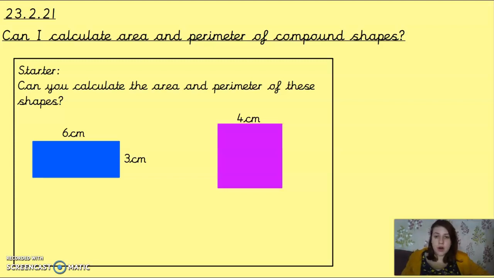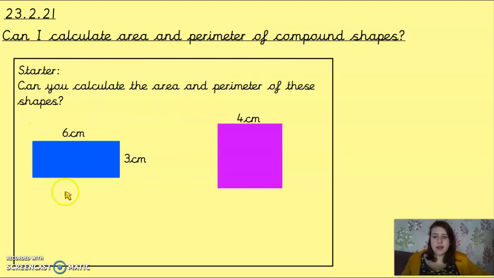So today we are going to be building on our area and perimeter that we looked at yesterday of just squares and rectangles where you made your own and measured them. And today we're going to be building on that and moving on to finding the area and perimeter of compound shapes. And we're going to talk about what those are in a second.